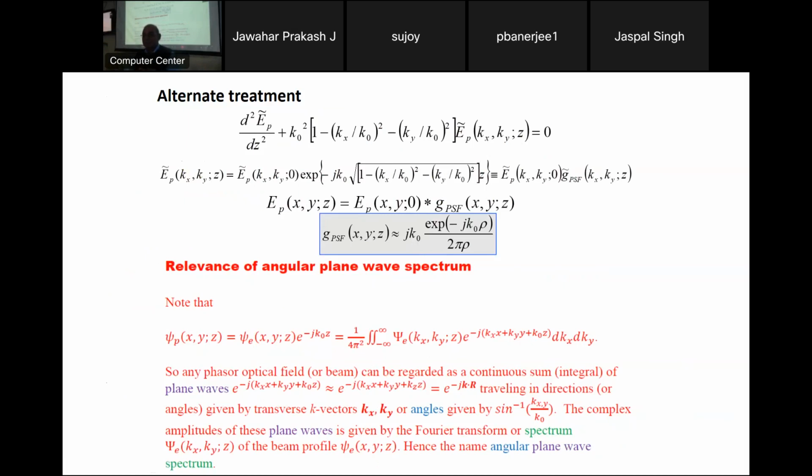Or in some cases, you can take the arbitrary field and take it as a superposition of point sources and then propagate each of the point sources. That's called the point cloud method. But that's a fancy name. These days people always like fancy names. Okay, point cloud sounds good, right?